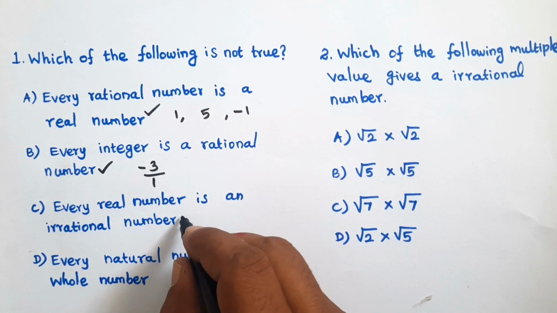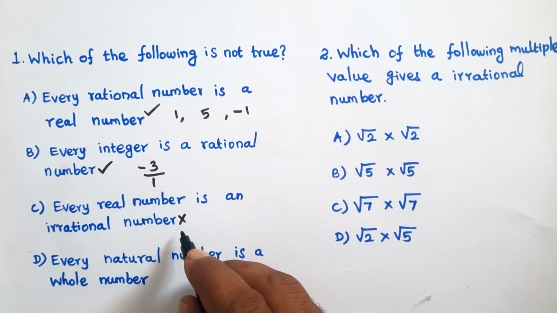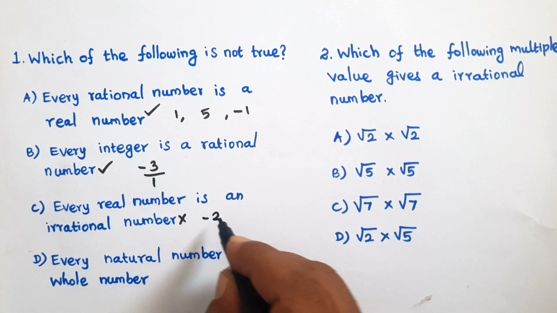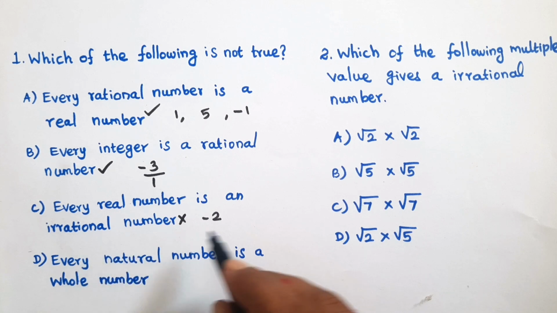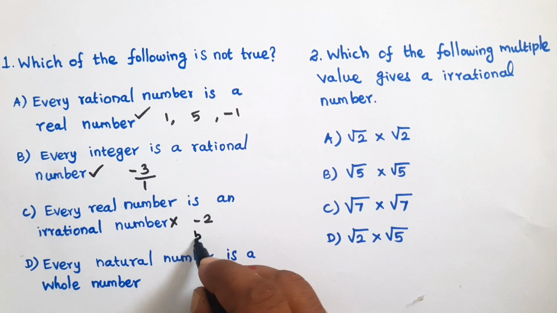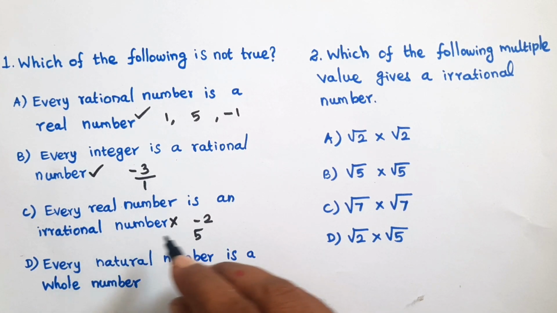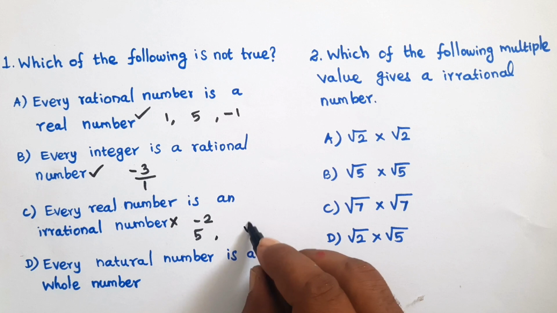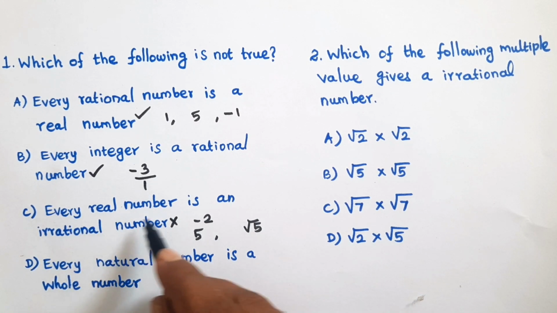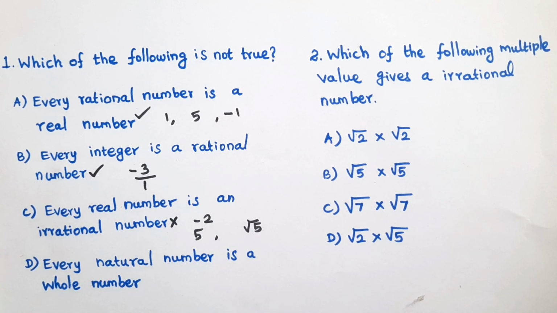This is not correct, not true. This option is the correct choice for this question. For example, -2 is a real number, but it's not an irrational number. Also, 5 is a real number, not an irrational number. √5 is the irrational number. So every real number is an irrational number. This statement is not true.